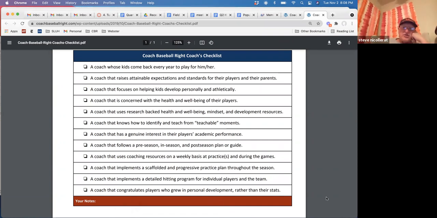A coach has to understand about helping kids develop personally as well as athletically. That means if you have a stud that's not hustling, you know what? He needs to sit. You have to help develop him not only athletically, but even more importantly, personally.